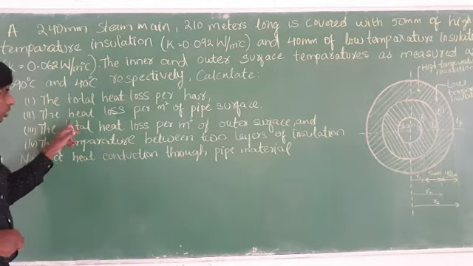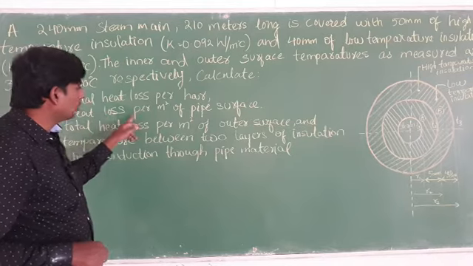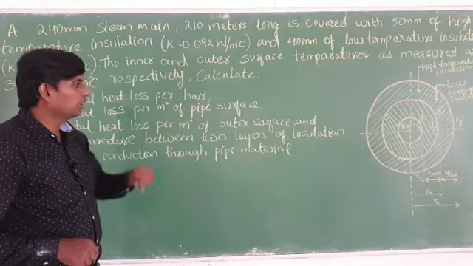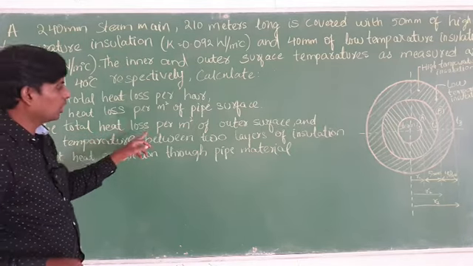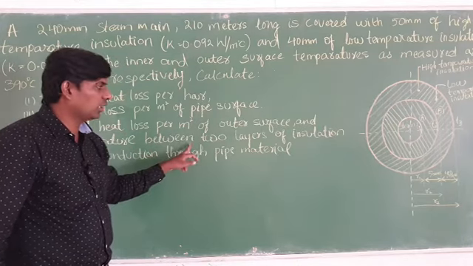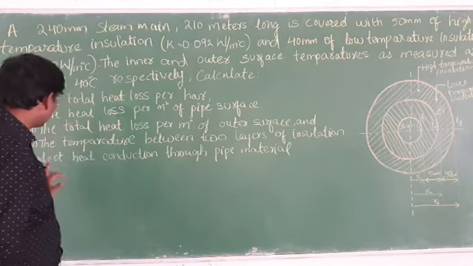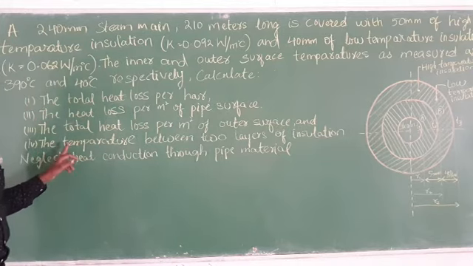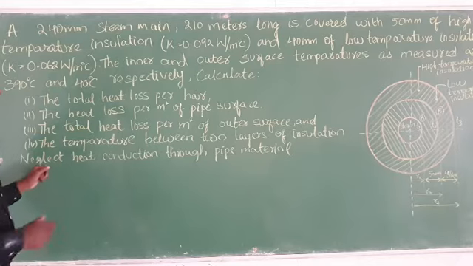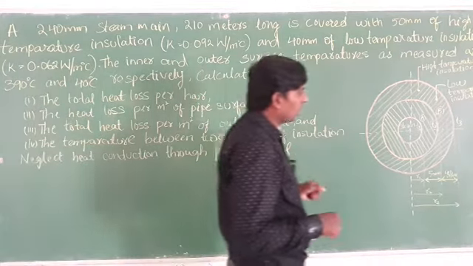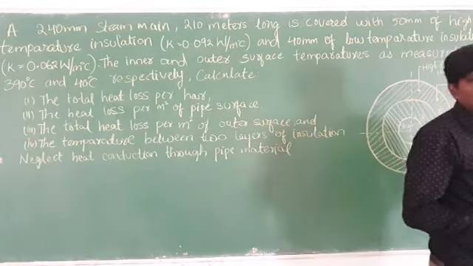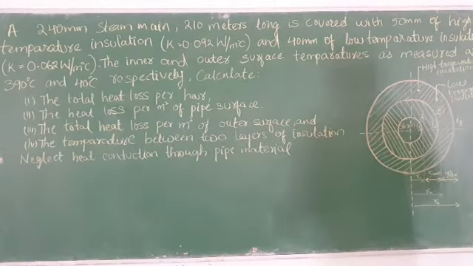Second, the heat loss per meter square of the pipe surface. Next, the total heat loss per meter square of the outer surface, and the inner surface. The last part asks to find the intermediate temperature. So, seeing that, first you have to draw the diagram. The diagram will not be given in your question, you have to draw it.